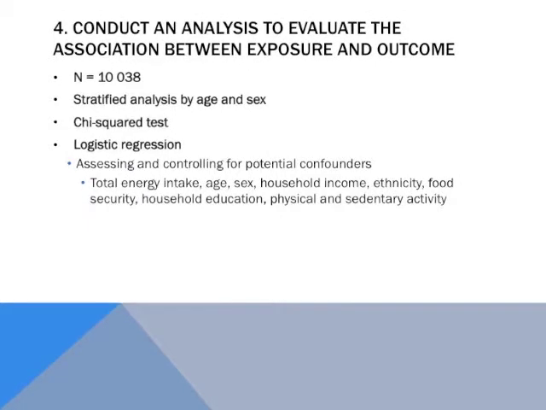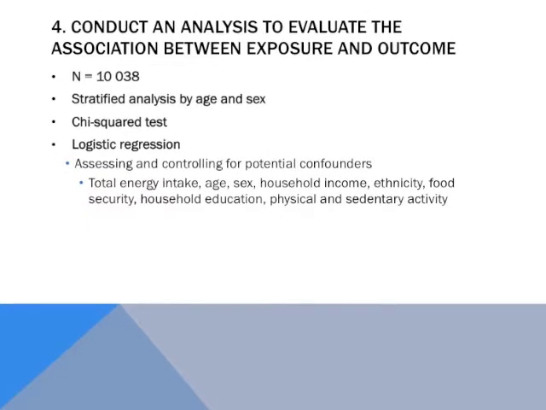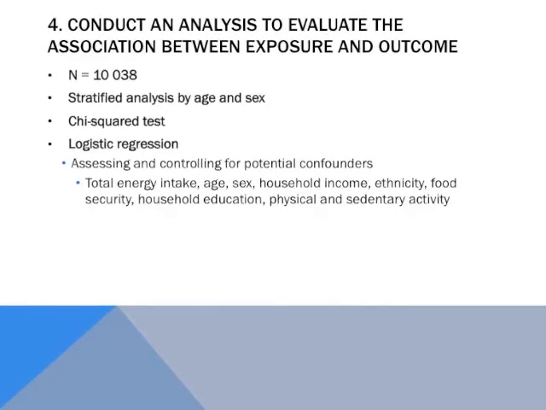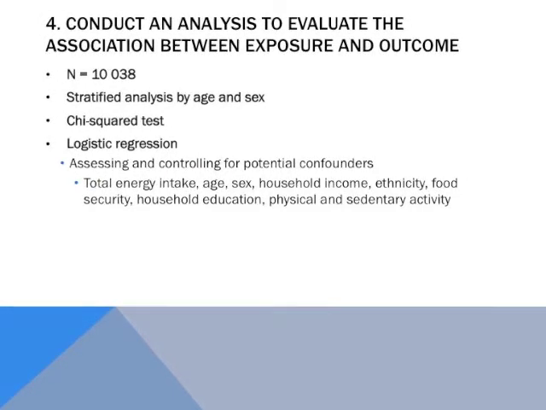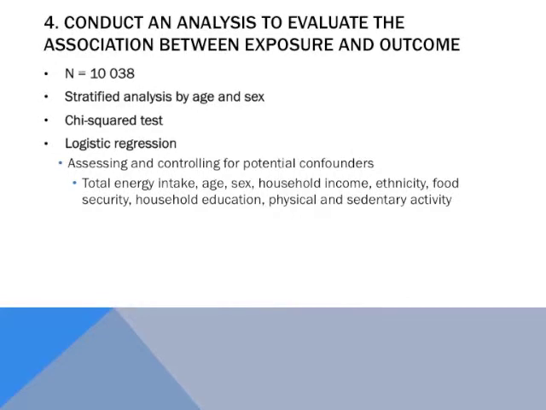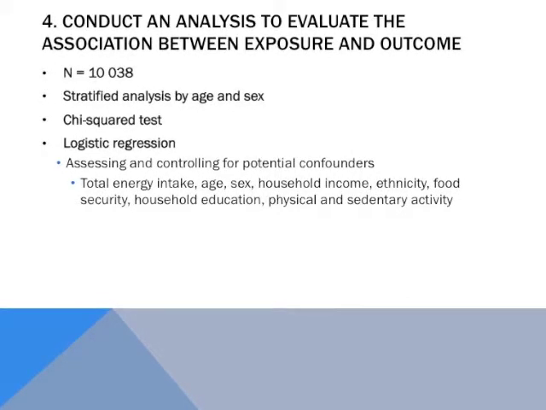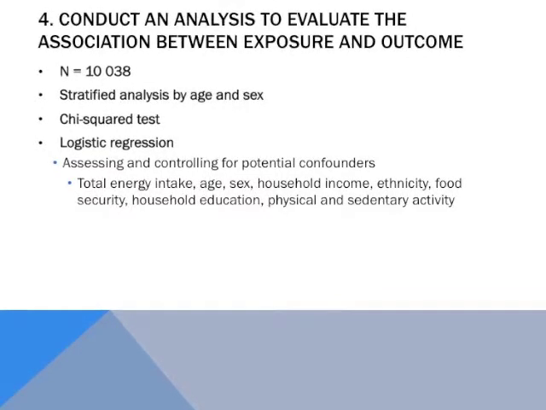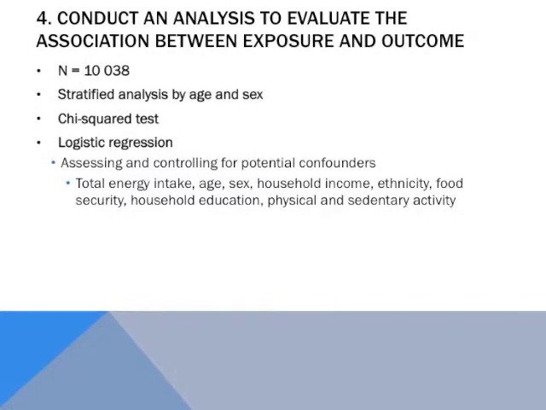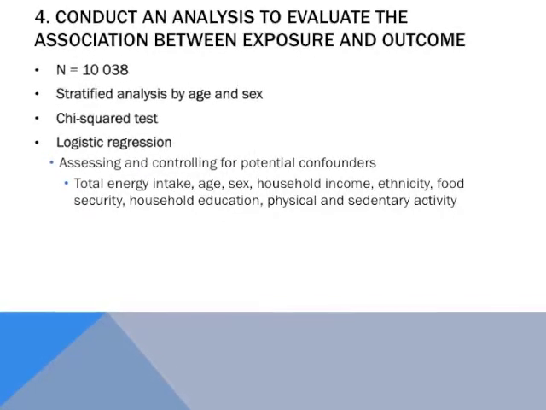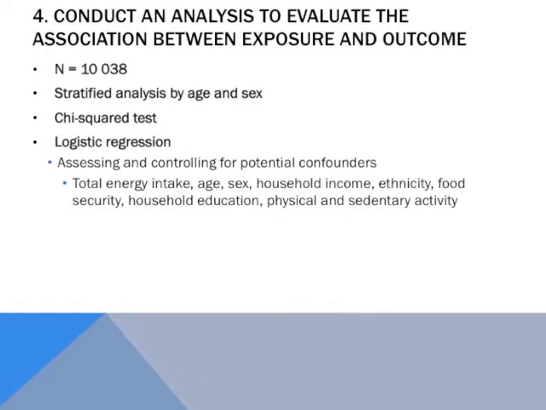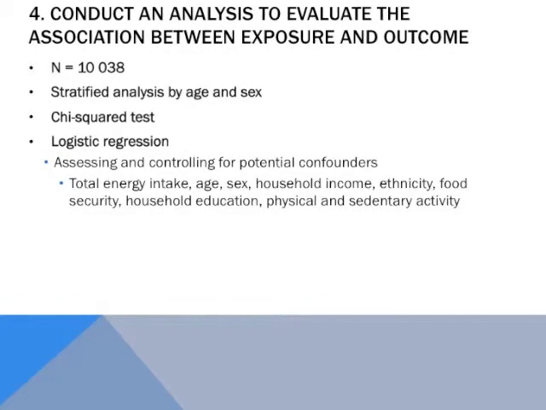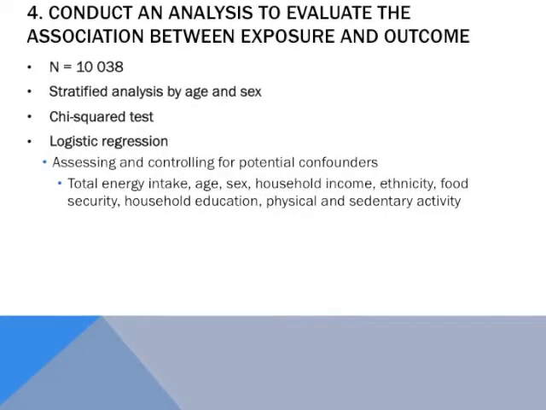Once measured, a statistical analysis was conducted to evaluate the association between exposure, beverage consumption, and outcome, obesity. After excluding implausible measurements, the authors analyzed data on 10,000 children. The analysis was stratified by age, 2 to 5 years, 6 to 11 years, and 12 to 18 years, and by sex for children greater than 5. Chi-square tests and logistic regression were used to evaluate the odds of being overweight or obese in children with a dominant beverage consumption pattern compared to children with a moderate beverage pattern. In the logistic regression models, this association was adjusted for potential confounding variables.